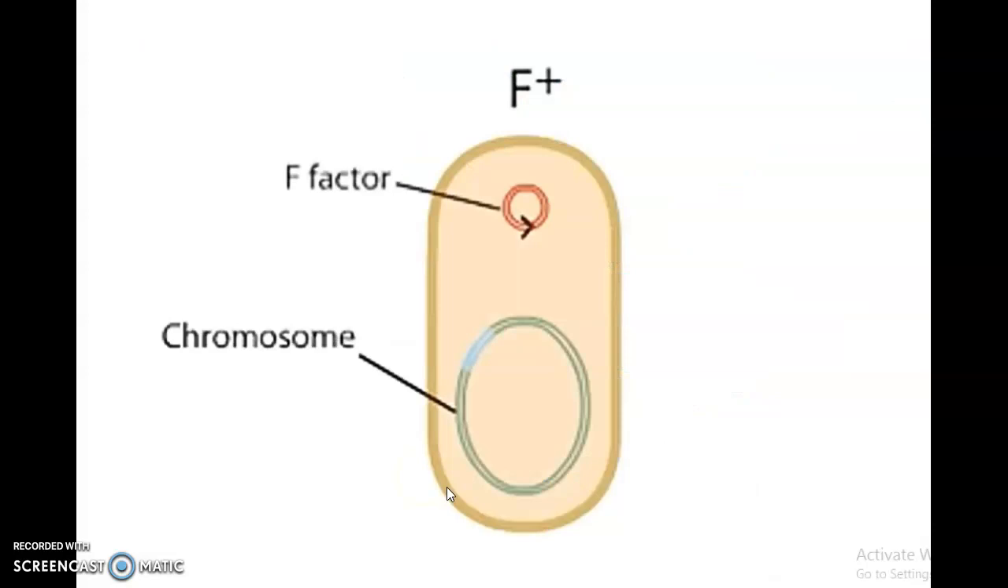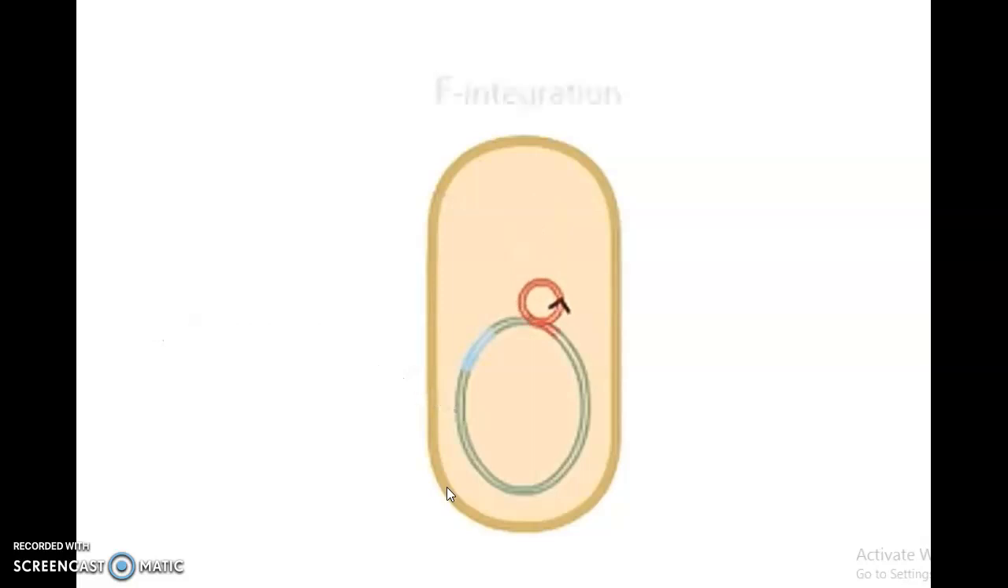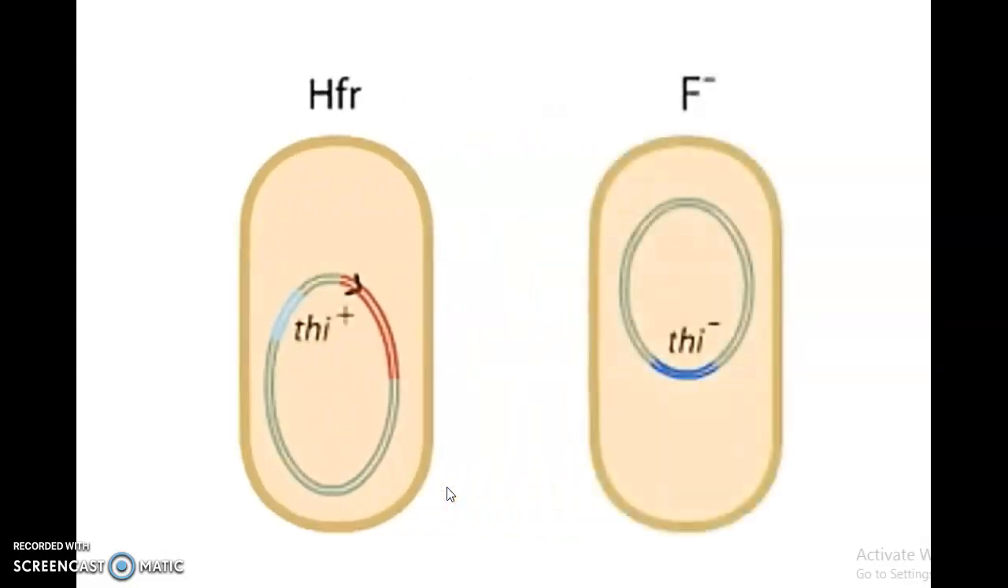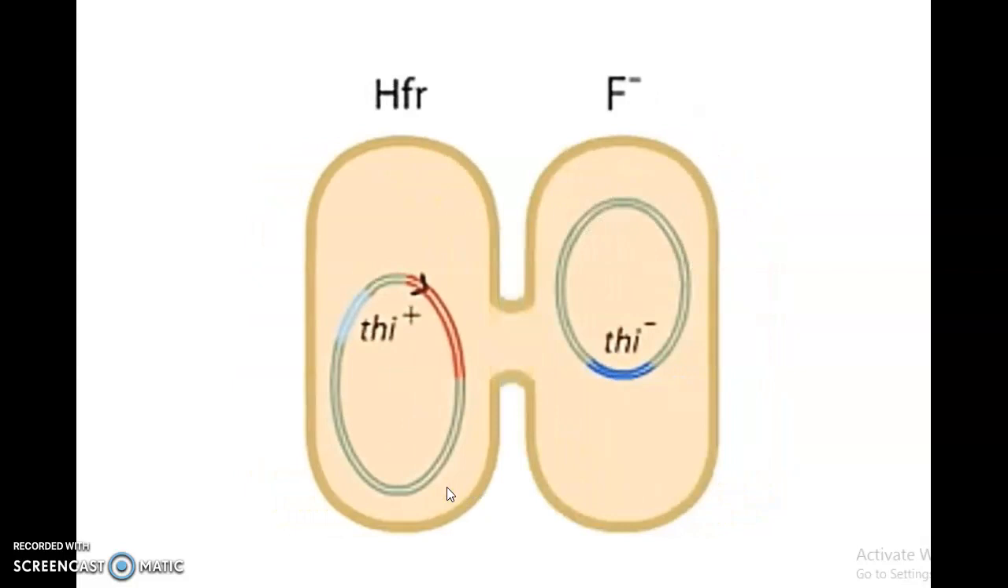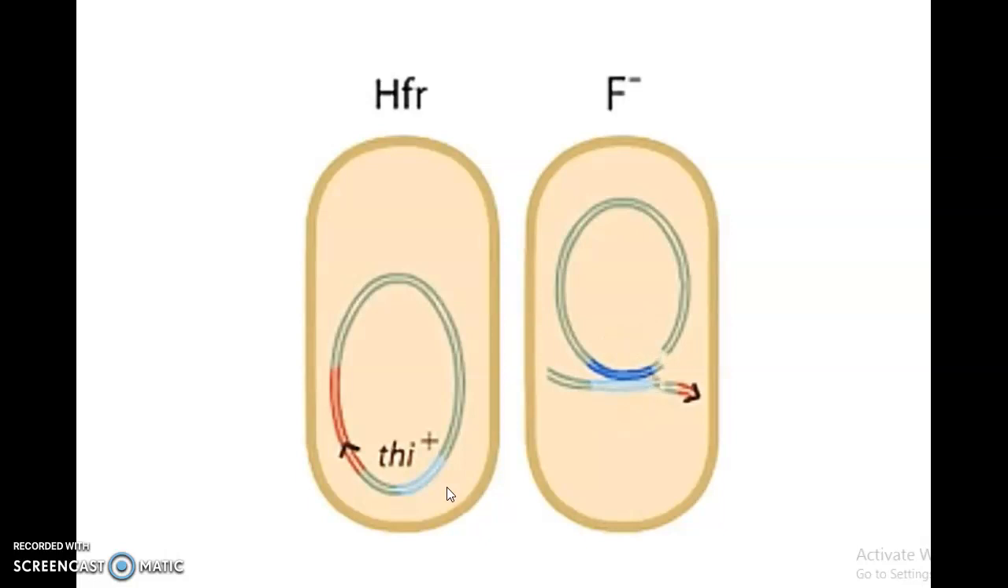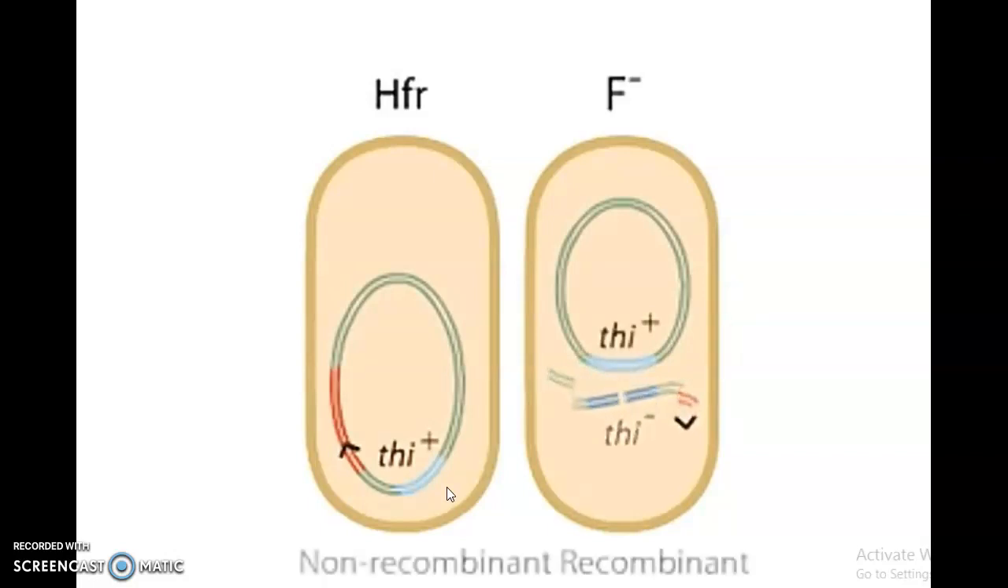You can see an F plus cell here which carries an F factor, and a cell becomes an HFR cell when the F plasmid gets integrated into the genome of the bacteria. And when this HFR cell mates with an F minus cell, one strand of the DNA is cut at the F origin sequence. The free 5' end moves through the transfer pore while the chromosome replicates inside the HFR cell. The donor strand is also replicated as it enters the recipient. When the cells separate, the donor cell's chromosome is restored in the recipient. Integration may lead to recombination of gene alleles. The linear DNA is eventually degraded.